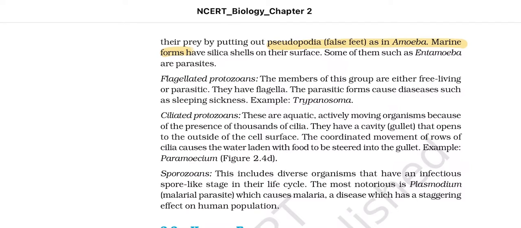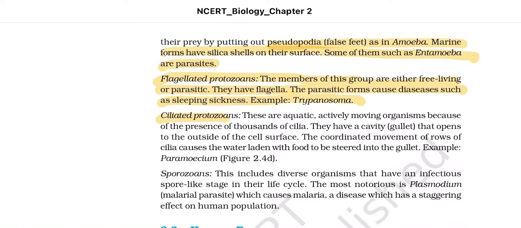Marine forms have silica shells on their surface. Some of them, such as Entamoeba, are parasites. Flagellated protozoans. The members of this group are either free-living or parasitic. They have flagella. The parasitic forms cause diseases such as sleeping sickness, for example, Trypanosoma.